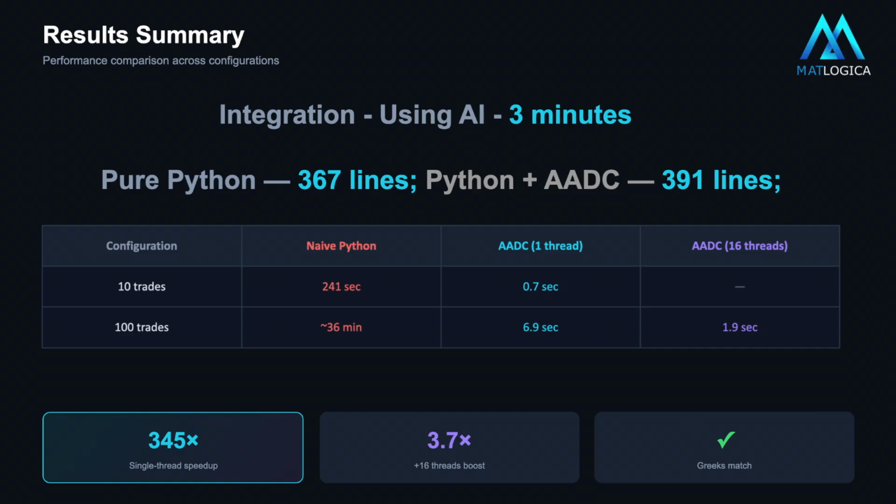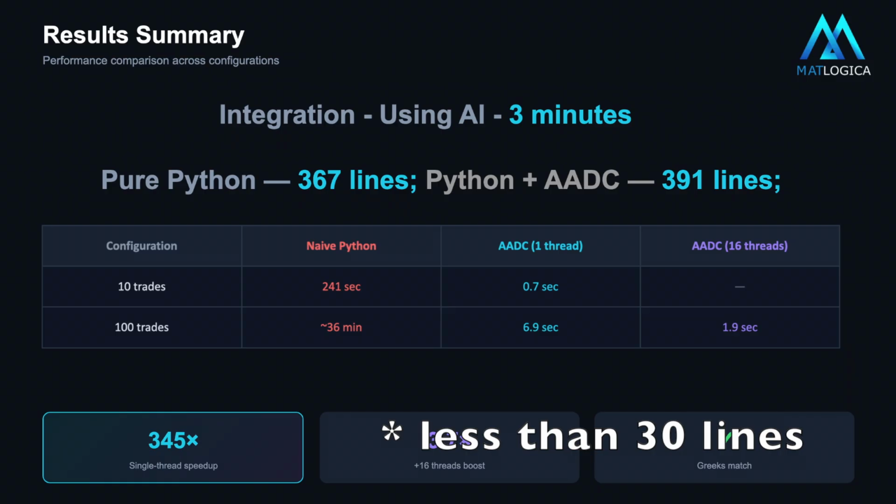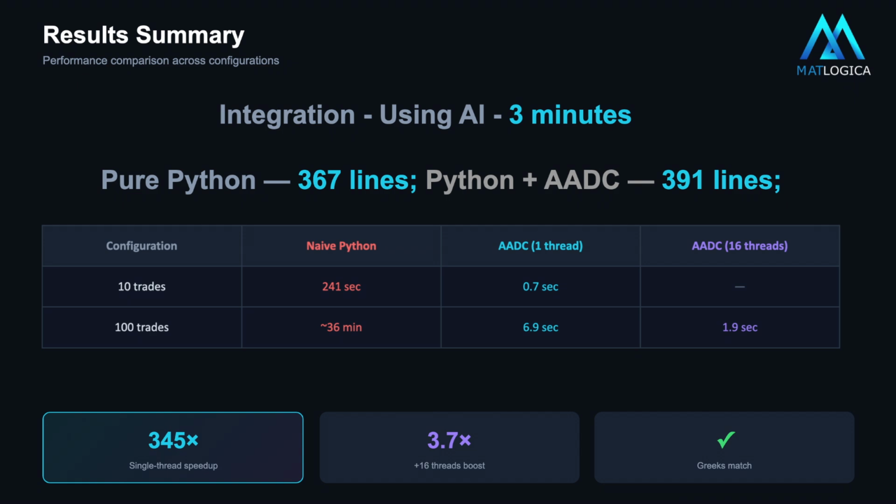So to summarize, you just saw how we were able to convert a Python script into AADC-enabled Python, and it took us less than 20 lines of code, which is less than 1% of the code lines. And we used Claude to generate this integration for us, so it took just 3 minutes to perform the integration. And as a result, we've got the speedups of over 300, and we compute all sensitivities automatically using AAD.